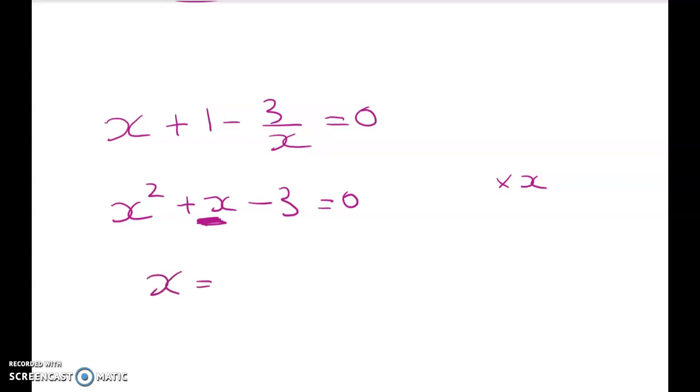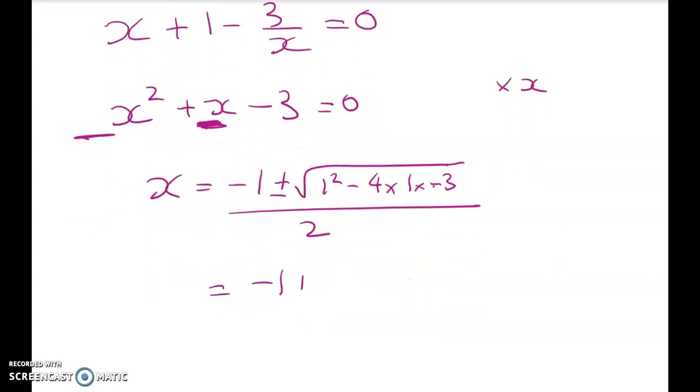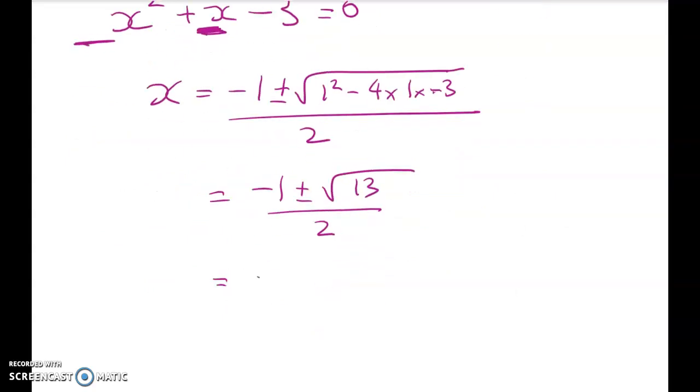We get x is equal to -b, so -1, plus or minus the square root of 1 squared minus 4 times 1 here times -3 here, divided by 2 times 1, which is -1 plus or minus the square root of 1 plus 12, root 13, divided by 2. That equals -1/2 plus or minus 1/2 times the square root of 13. Now, I didn't have my calculator handy. That is a beautiful answer because that's an exact answer.